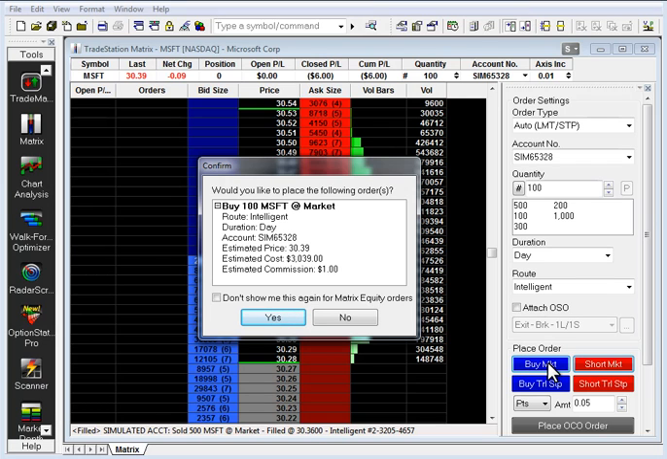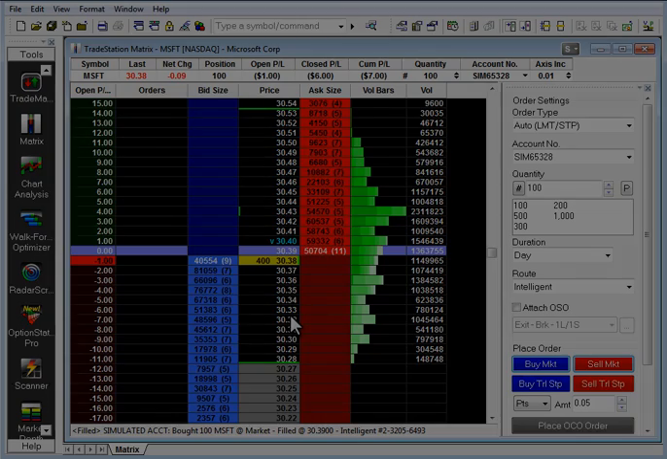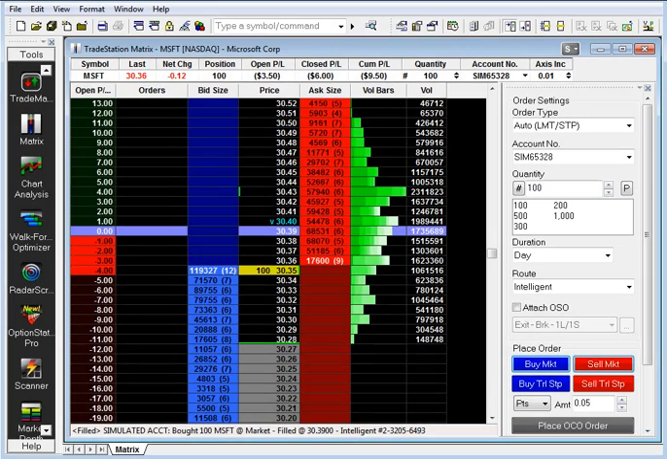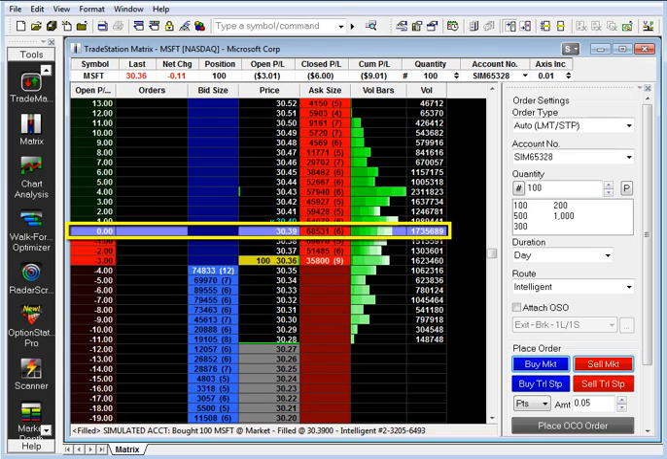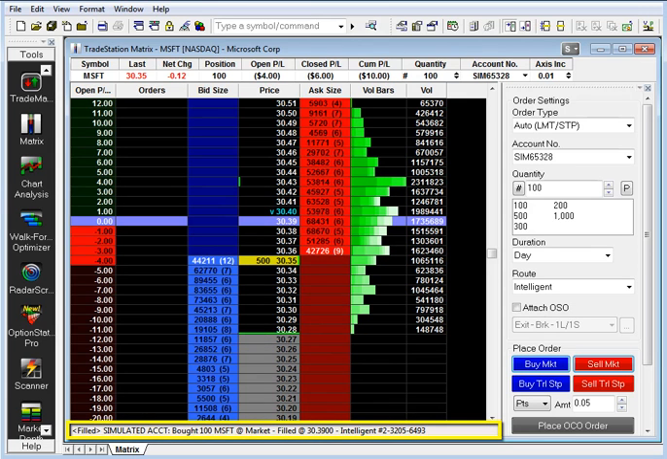Once you become familiarized with the matrix order entry functionality, you may wish to disable these confirmation windows. In this tutorial, I will disable the confirmation window by clicking the checkbox next to Don't show me this again for matrix equity orders. If you're using confirmations, the order will not be placed until you click the Yes button on this window. Order filled. Once the order is filled, a horizontal bar will highlight the average fill price for the position. The order status bar at the bottom will also display details about the order.